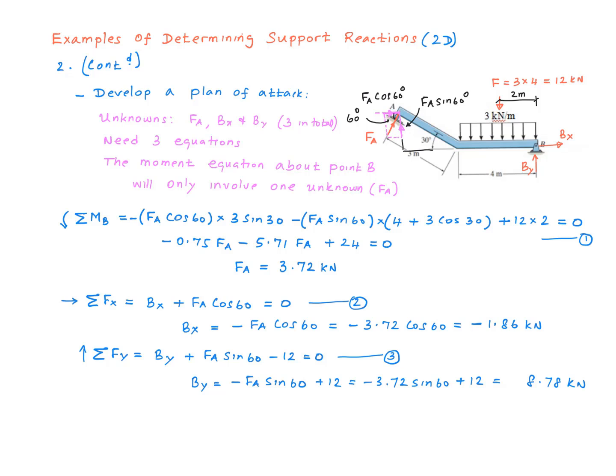Just as in the earlier example, we get positive and negative numbers for the reactions. FA is positive 3.72 kilonewton, therefore our original direction is correct, so I have marked that over here. And Bx is minus 1.86 kilonewton, therefore our original direction is incorrect, so the direction has to be reversed. And By is positive 8.78 kilonewton, and therefore our original direction is correct.